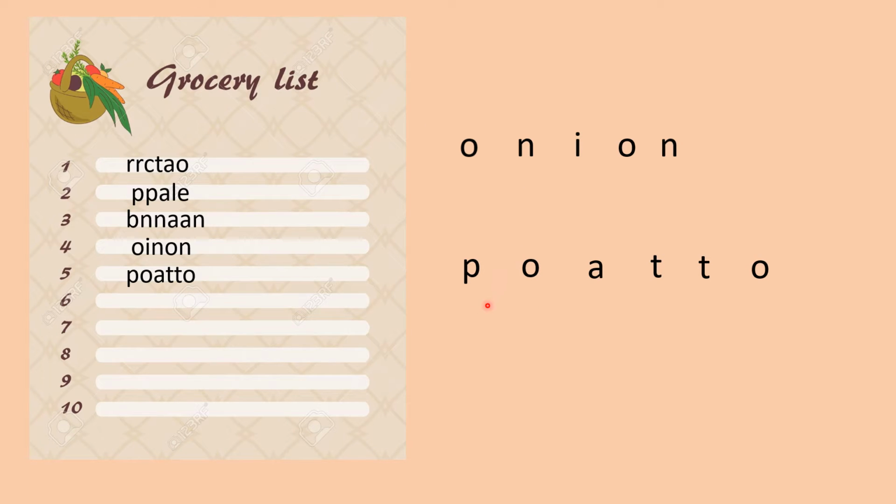The last one was the easiest. P, O, E, A, E, O. Potato. He was so happy that he could read all these words which were jumbled up. So today, children, we are going to learn jumbled words and how to make a sensible sentence.